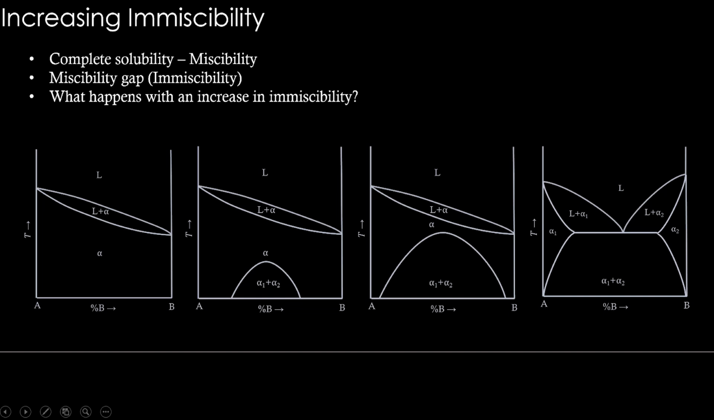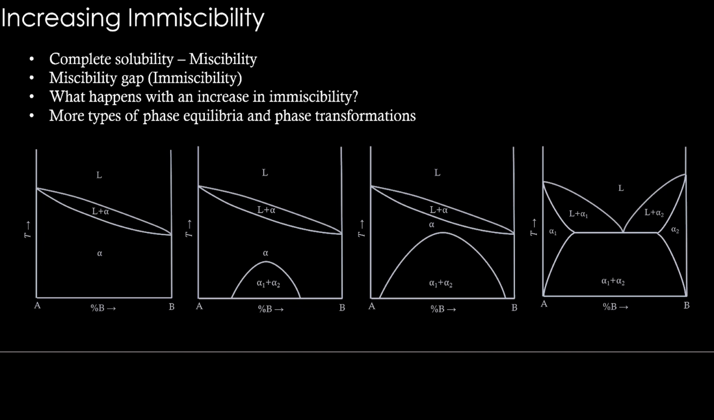And in this case it is alpha and alpha 2, which presumably have a single crystal structure, but it may be two different crystal structure phases also. This may be alpha, this can be beta as well. So what we end up with is more types of phase equilibria and phase transformation. These are complex things, like there is a horizontal line here, it means a reaction is happening. Let's see about them in more detail in this class.